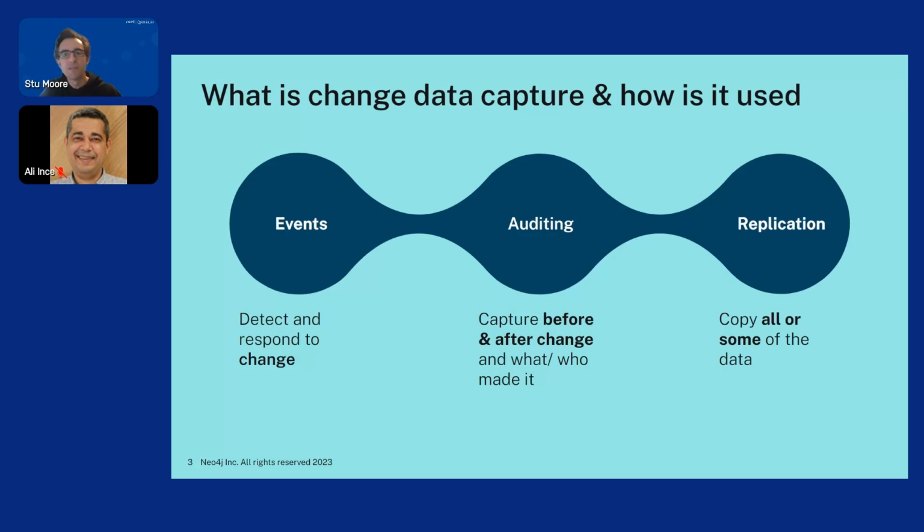Broadly speaking, there are three types of application that people look to CDC to solve. Building event-driven applications, the main topic of this session today, which is about detecting and responding to change in an efficient and timely manner, sending notifications to other connected data systems. Auditing, where we capture and record the before and after state, maybe who and what made that change. And replication, sending that information to other systems. This could be other databases or data warehouses, where you may choose to copy all or some of the data.